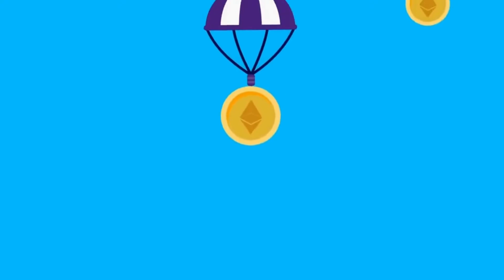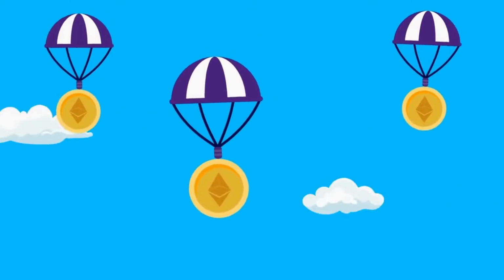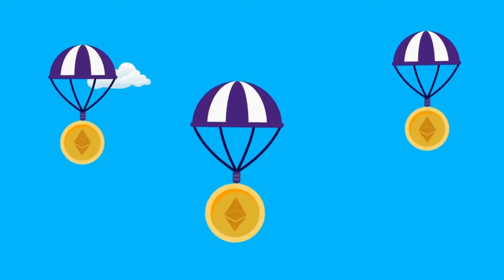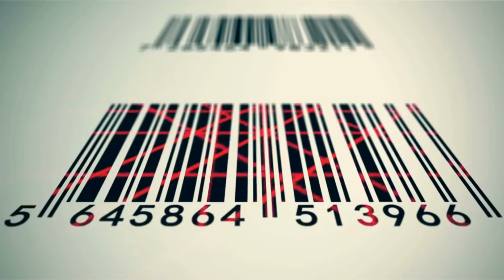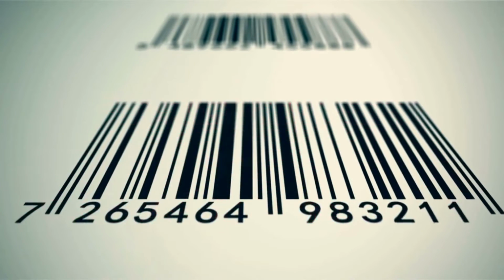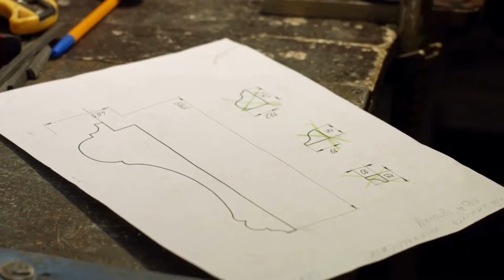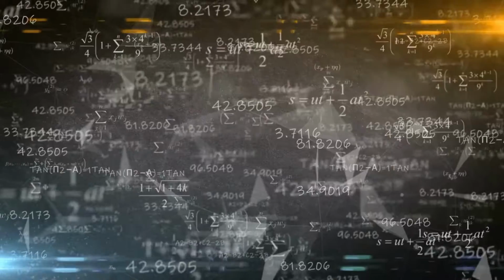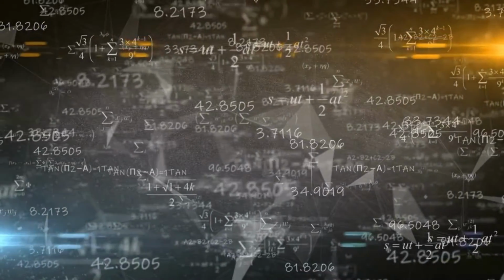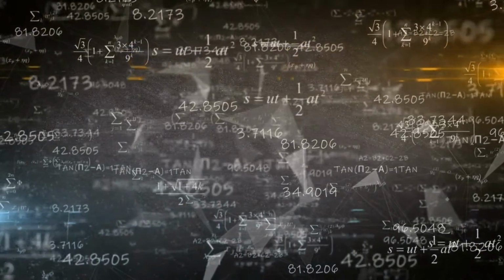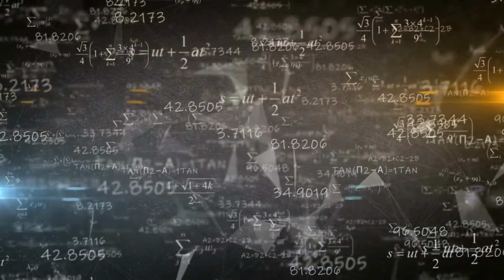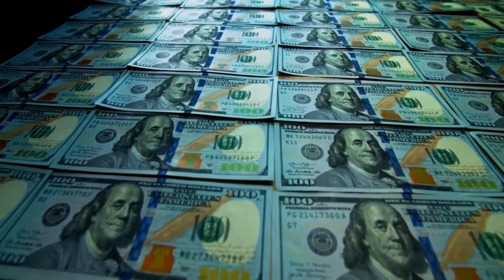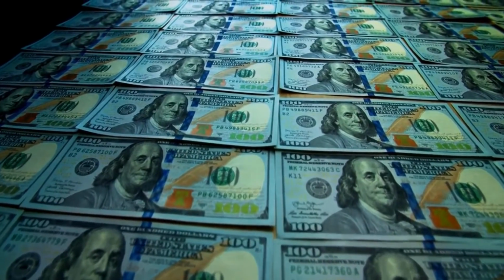Step 3. Create a token. To create your own cryptocurrency, you need to create a token. A token is a digital asset that represents ownership or access to a particular product or service. You can create a token using Ethereum's ERC-20 standard. This standard defines the rules for creating a token, including its name, symbol, decimal places, and total supply. You can also set up your token to be transferable or non-transferable.